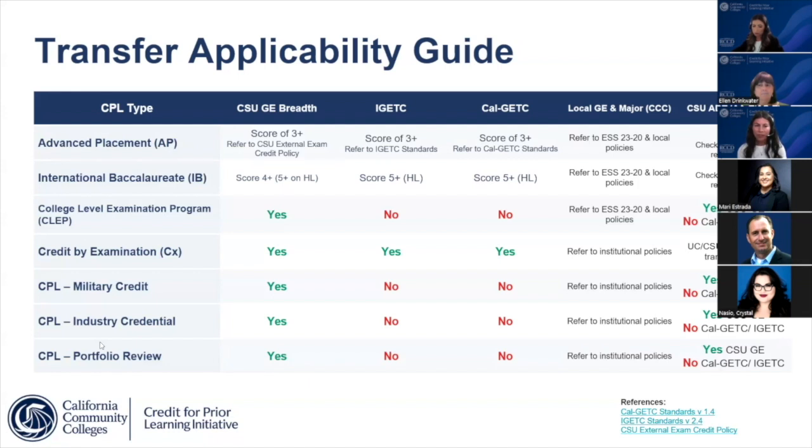For military, industry, and portfolio, those all kind of have the same criteria or applicability towards our transfer GE patterns. CSU GE will take all three of those types, but the IGETC and CalGETC will not take those. And you want to, again, refer to your institutional policies for those three types of CPL. And they do apply to CSU GE, but not to CalGETC or IGETC for those ADTs. And at the bottom of the slide are the references that you can see the charts for the different GE patterns and to see if the AP-IB will apply towards the GE pattern.